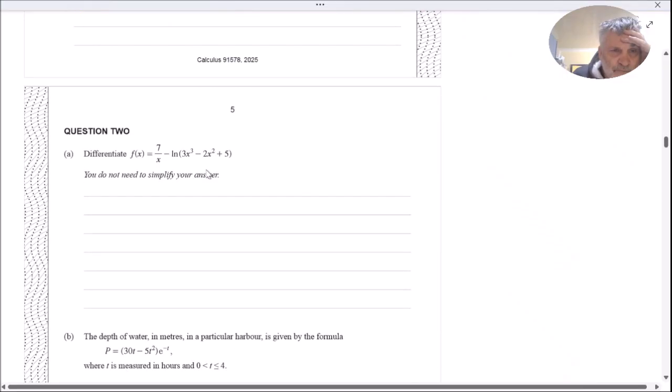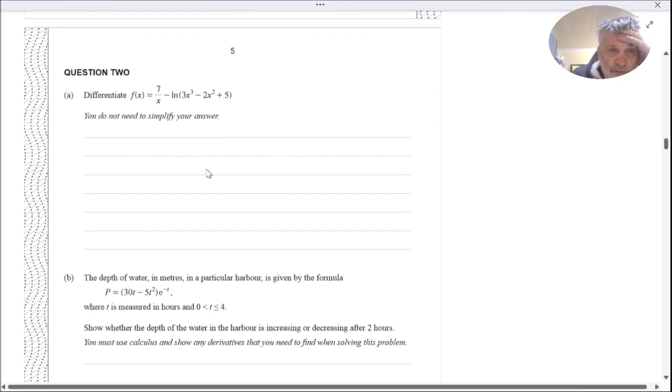Move on to question 2. Differentiate. You do not need to simplify your answer. Very similar to question 1. We've got slightly more complicated functions.